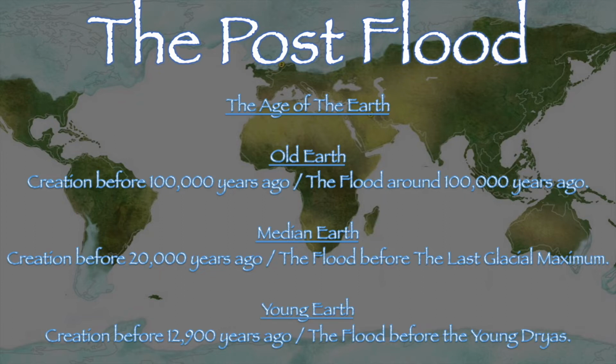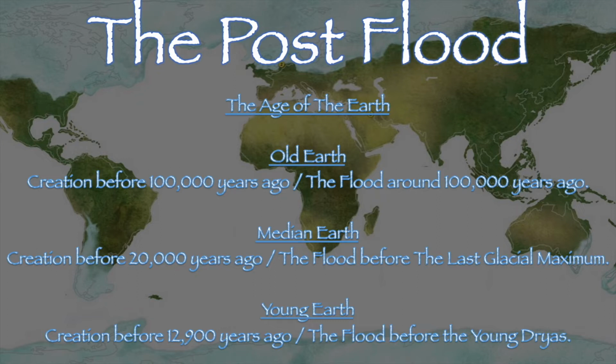So for an old earth, I would say that creation was before 100,000 years ago, and the flood was around 100,000 years ago. Basically, the post-flood event for an old earth, again around 100,000 years ago, is that mass extinction event. Now for a Midian earth, I would say that creation was before 20,000 years ago, and the flood was the last glacial maximum. After the flood, the last glacial maximum would appear. And basically the post-flood event would be the ice age when the water came back down.